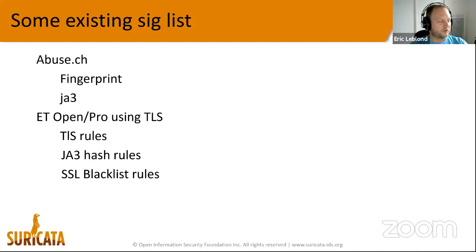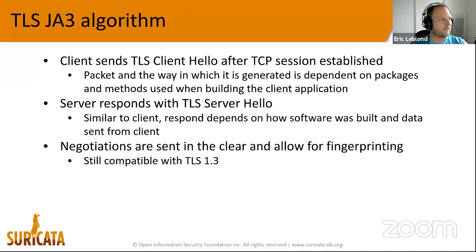Then we show you some example TLS rules and JA3 hash rules that are also available in ET Open and ET Pro, and that use the feature of Suricata that analyzes the TLS handshake. The TLS JA3 algorithm, I always forget the names, was invented by three people whose initials are JA, so that's why it's called JA3. Don't look for some algorithmic explanation of the name. It's just because three people with the initials JA invented the algorithm.